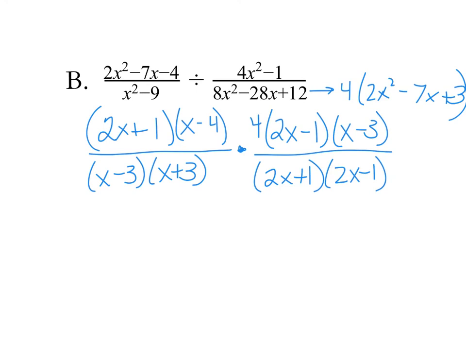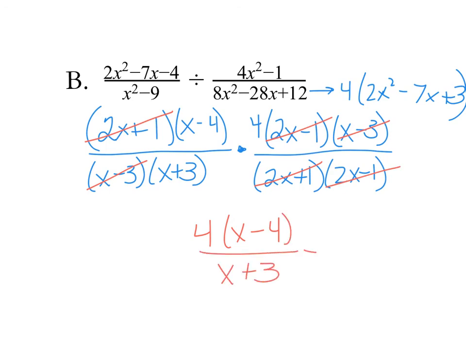Now I want to find any common factors if I have them. I want to cancel them if I can. I have a 2x plus 1 in the numerator and denominator. I have a 2x minus 1 in both places. I have an x minus 3 in the numerator and the denominator. I think that's as far as we can go. So I'm going to rewrite my final answer as 4 times x minus 4 over x plus 3. Or I could distribute that 4 and get 4x minus 16 all over x plus 3.